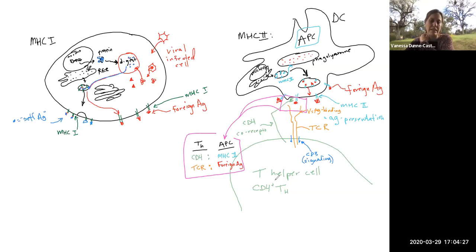Because it's important that T helper cells are not activated by an infected cell, right? This infected cell needs to be destroyed. T helper cells don't do that. But another type of cell does, and that would be the cytotoxic T cell. Let's draw those in purple, sure, why not? So over here, we have a cytotoxic T cell.